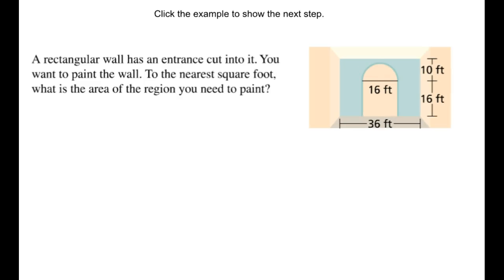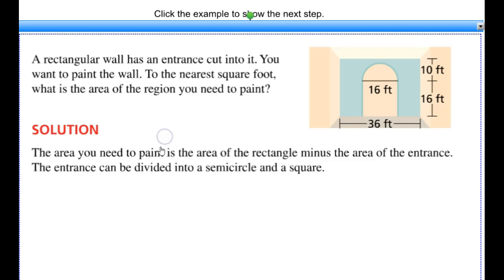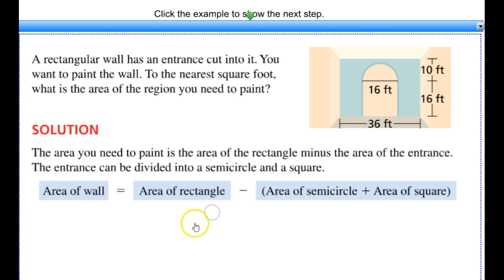So now let's look at this real world problem. A rectangular wall has an entrance cut into it. You want to paint the wall. To the nearest square foot, what is the area of the region you need to paint? Well, so I see I'm given lots of different measurements because I don't want to paint the doorway and I don't want to buy paint for that part. So let's see what I need to find. So I know I have to have the entire area minus this piece that I don't want to paint. That's the easiest way to find what I'm looking for here.